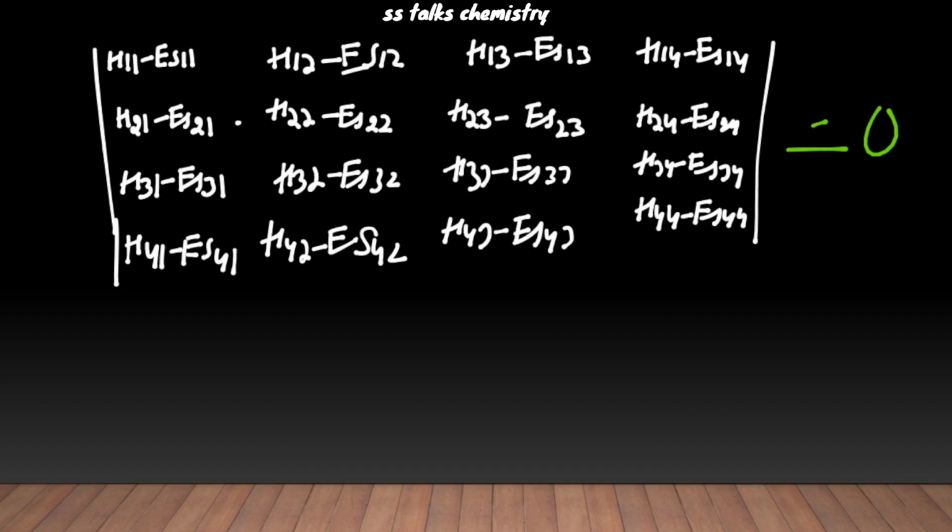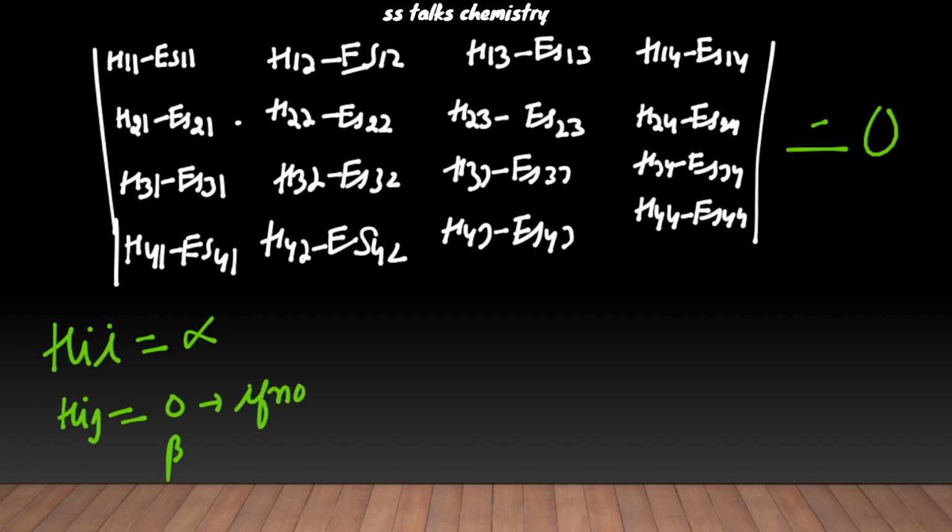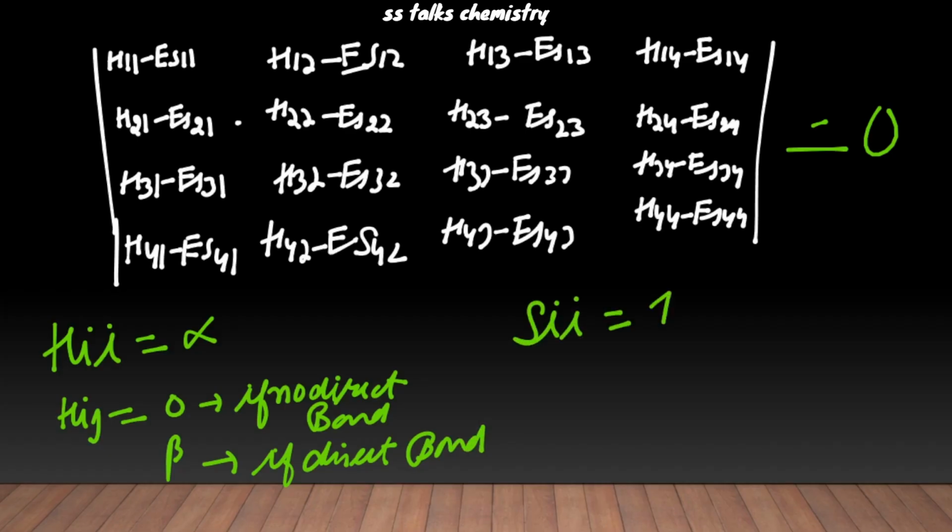Now for the values, HII will be alpha, and HIJ is going to be either 0 or beta. 0 will be there if there is no direct bond, and beta if a direct bond is there. Next, the SII value is 1 and the SIJ value is 0. So these conditions we are going to use.